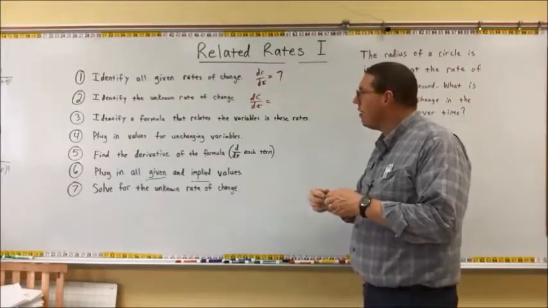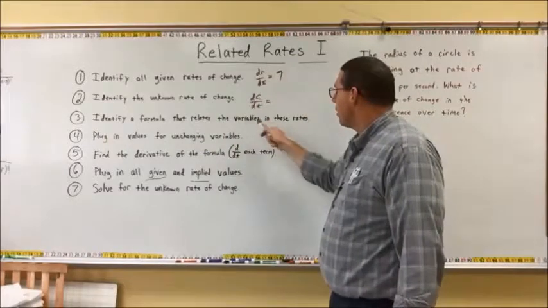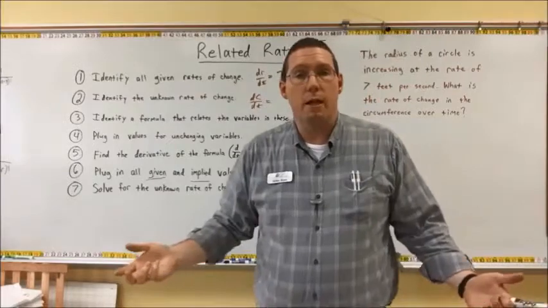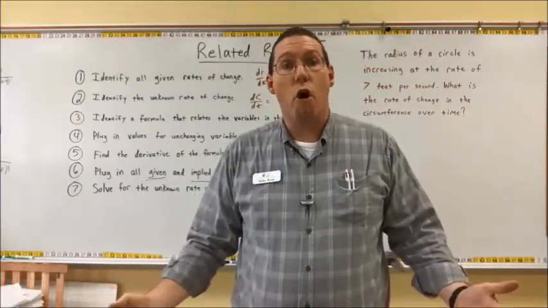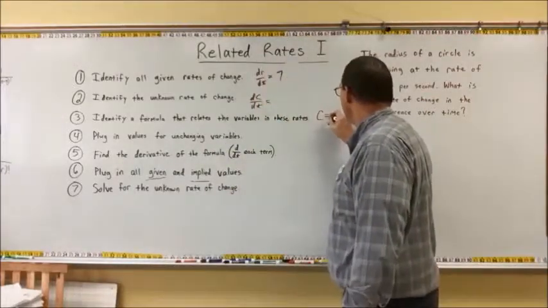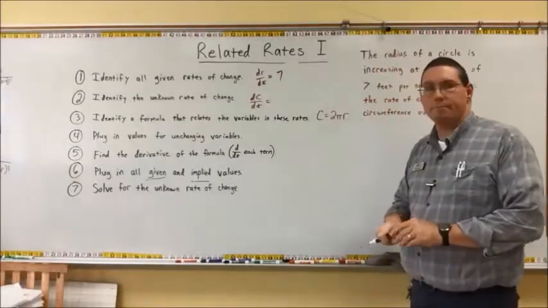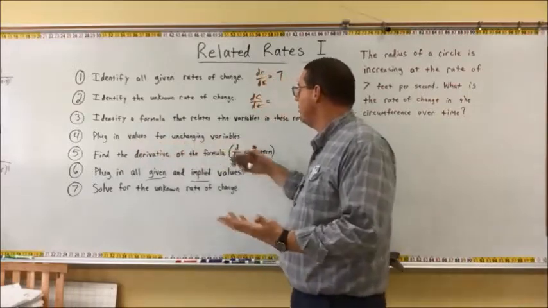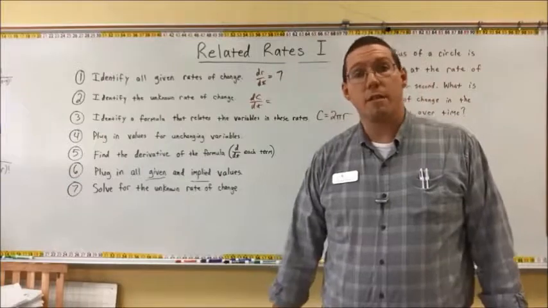Then it says identify a formula that relates the variables in these rates. We've got circumference and radius. Is there a formula that relates circumference to radius? Yes, it's called the circumference formula. Circumference is equal to 2 pi r. So now we have a formula. Step 4, plug in values for unchanging variables. There are only 2 variables, and neither one of them is unchanging.